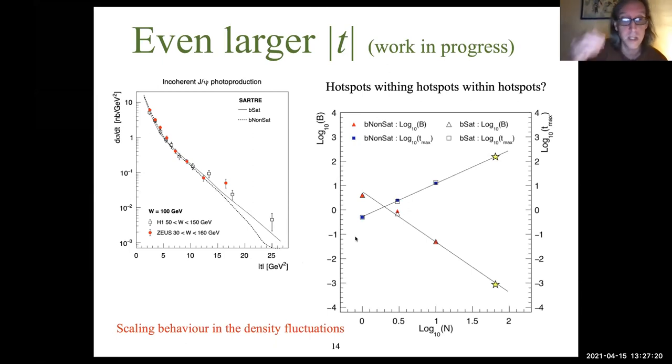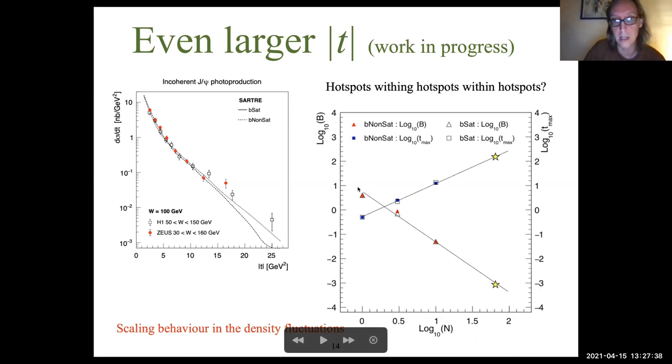It could be, but before we just continue this path, we should take a little step back and look at what we have. So if we plot the number of hotspots versus the size of the hotspots on a log-log scale, we see that for B non-sat and for B sat, the result actually is on a line here. And we also put t_max, which is the t value, or minus t value, to which each level of substructure seems to be relevant. So where we have the shifts in the slopes here. And we see that they also lie on a line in this log-log scale.